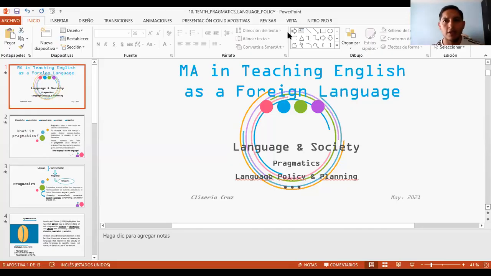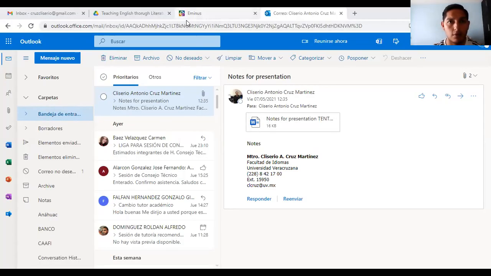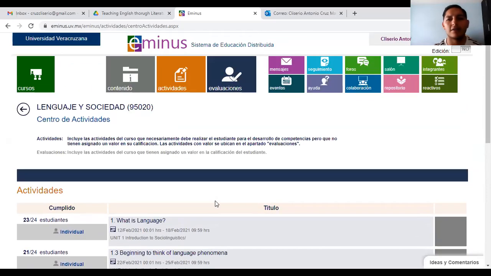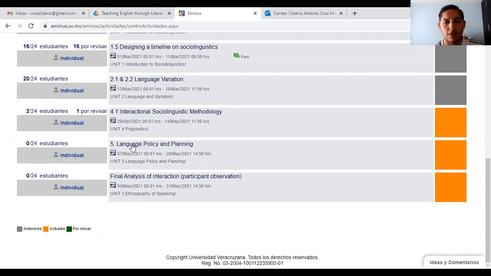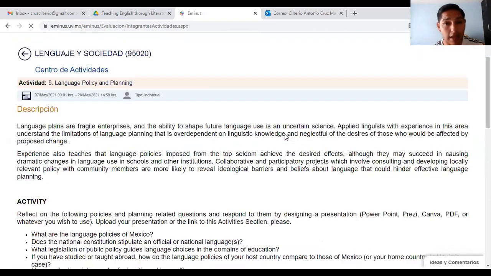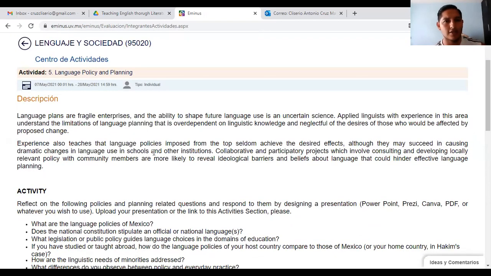And now what I would like to do is to share my screen to go to the final task. Hold on, this is the one. I'm going to share this with you. If you go to the activities section, on the platform, you will be able to check here, number 5, language policy and planning. You click it. I'm missing the text here. I forgot to attach the text, so it's going to be here.